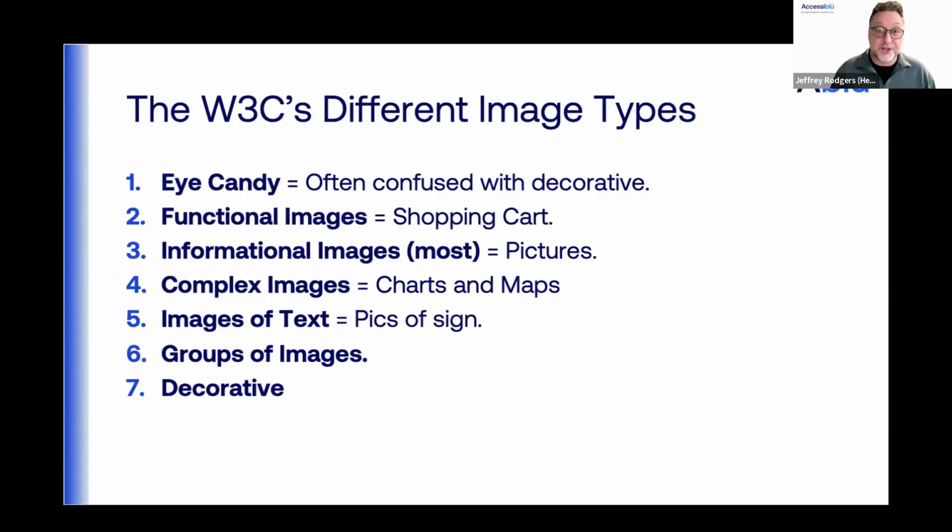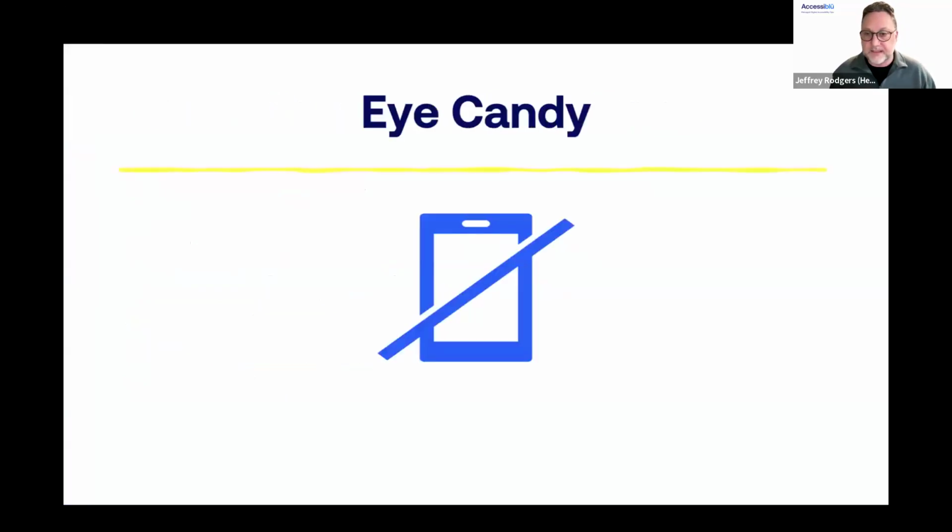Functional images, things like a shopping cart or a submit button, obviously need to have information about what that is. Informational images, things like pictures, that's what we usually think of when we see image and we think of alt text. Next, complex images like charts and maps. Certainly images of text, groups of images, and then finally decorative images, what we've talked about. So let's see some examples.